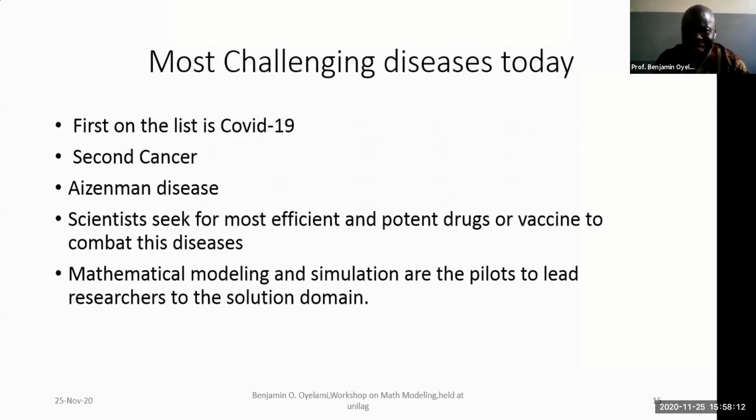Now, the most challenging disease today, first on the list, is COVID-19. So far, even in the United States of America, more than 6 million people have COVID-19. And in the whole of Europe, many are affected. The UK has gone into another round of lockdown. In America alone, more than 250,000 people are infected. And globally, over 8 million people have COVID.